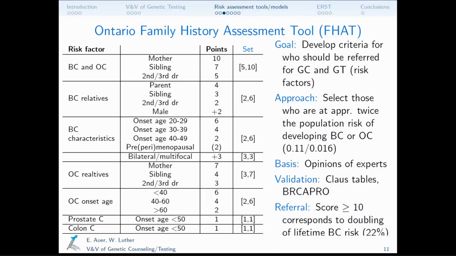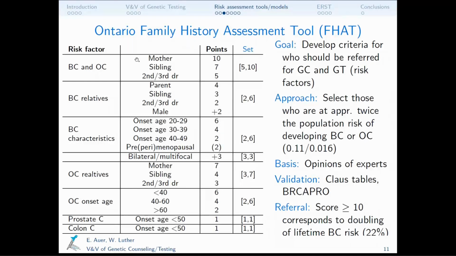So, we can see that there are several factors, for example, for a relative having breast and ovarian cancer, like here. And we see here that points in the range between 5 and 10 are possible.